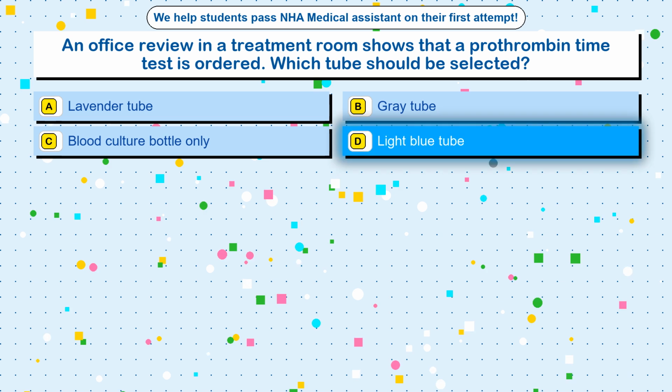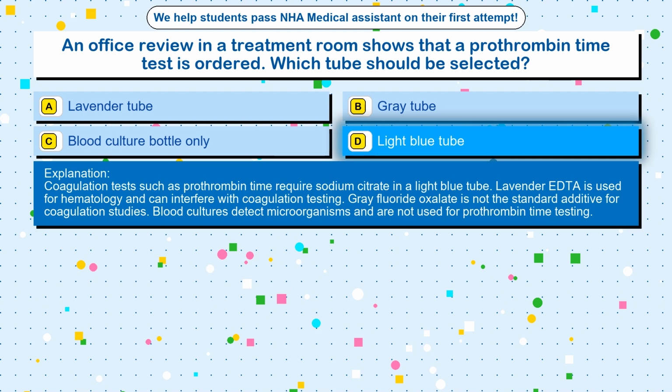Light blue tube. Coagulation tests such as prothrombin time require sodium citrate in a light blue tube. Lavender EDTA is used for hematology and can interfere with coagulation testing. Gray fluoride oxalate is not the standard additive for coagulation studies. Blood cultures detect microorganisms and are not used for prothrombin time testing.